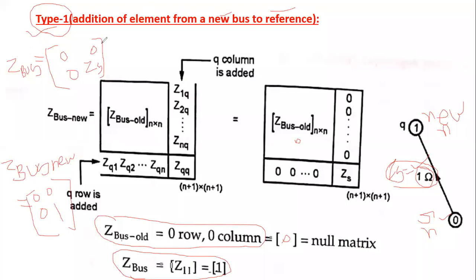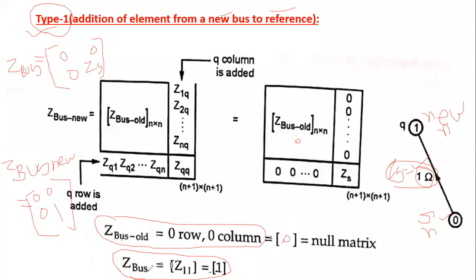When we are adding the element, that is 1 ohm is added between the reference node and the new node, then it is the type 1 modification. What is the formula for that type 1 modification? Zbus old, 0, 0, Zs, where Zs is the 1 ohm. What is the old matrix? That is 0 rows and 0 columns, therefore it is the null matrix.